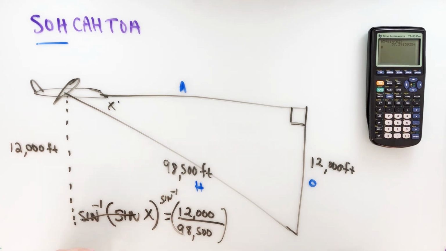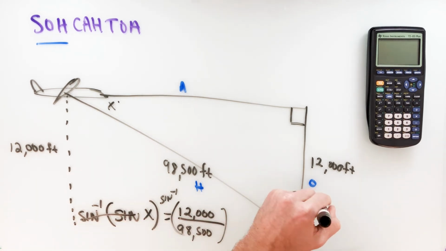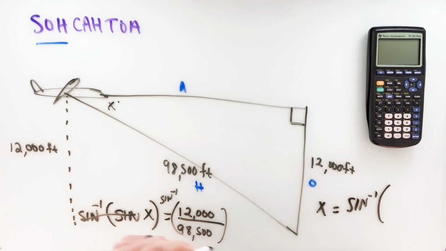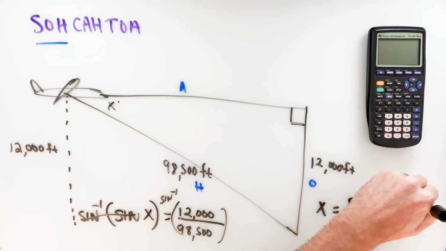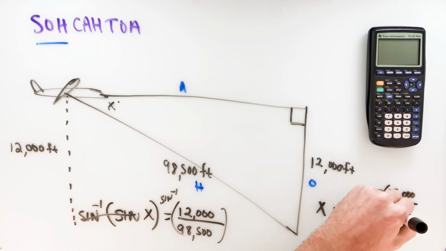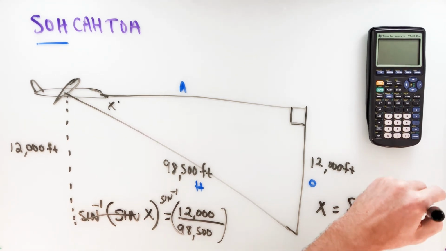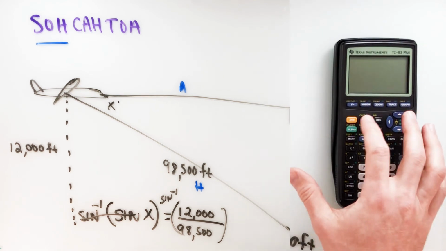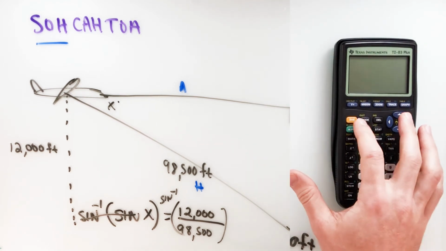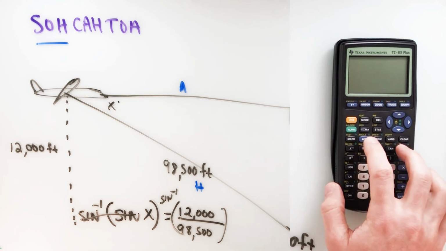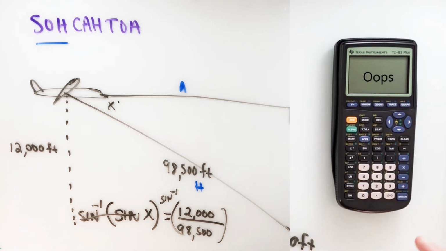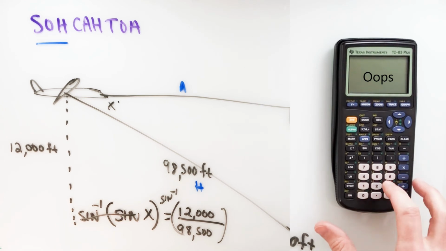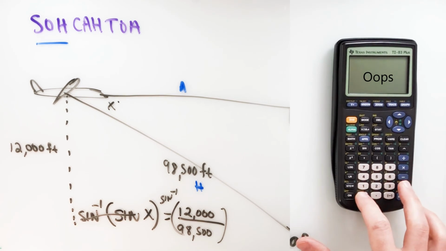Okay, so here that's gone. I've got x equals the sine inverse of 12,000 over 98,500. And that's what I'm going to type into the calculator here. To get to the inverse in this particular calculator, you hit second sine. You can see that little sine -1. Then I typed in my fraction of 12,000 divided by 98,500.